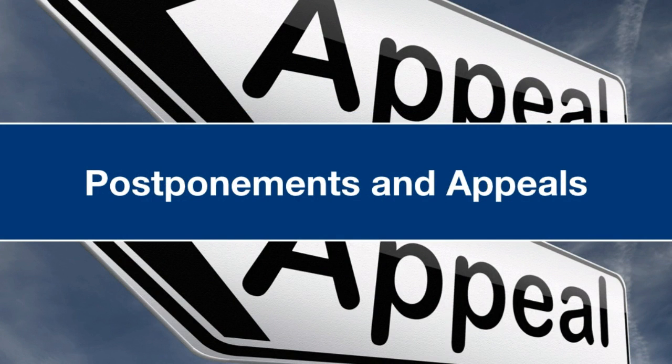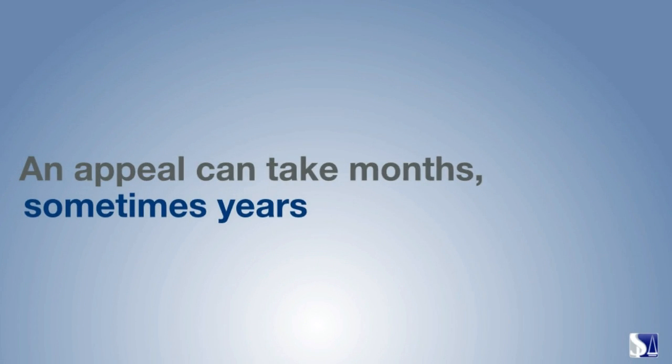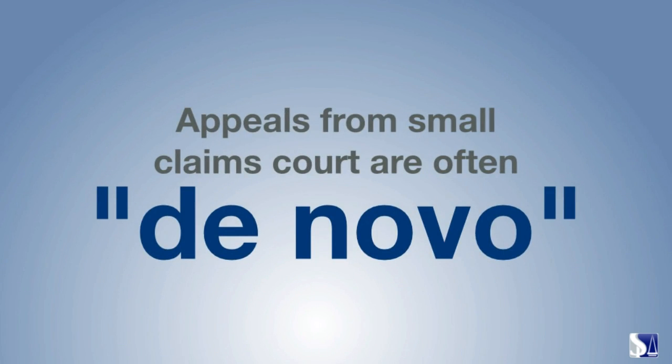If you win your civil court case, there's always a chance the insurance company will appeal. An appeal can take months, sometimes even years. You can be sure the insurance company's attorneys will take advantage of every opportunity to have the case postponed. Appeals from small claims courts are often de novo, meaning the case starts over again from the beginning, as if the trial never occurred. This is because most small claims courts don't have court reporters, so they aren't considered courts of record.